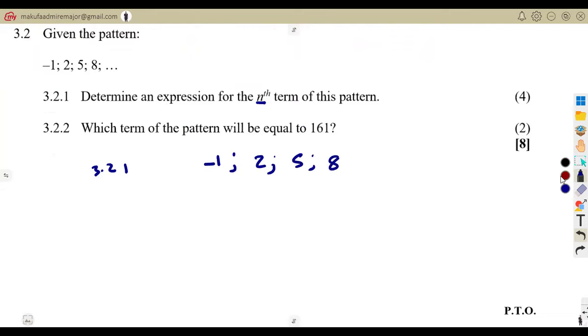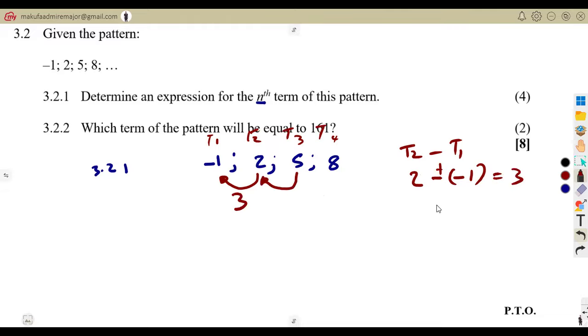Do we have any common difference there? Term 1, term 2, term 3, T4. That's T2 minus T1, which is 2 minus minus 1. Minus and minus, that's a plus. So that's going to be 3. There's a difference of 3. T3 minus T2, 5 minus 2, which is a 3. So as you can see, guys, there's a difference of 3, a difference of 3.